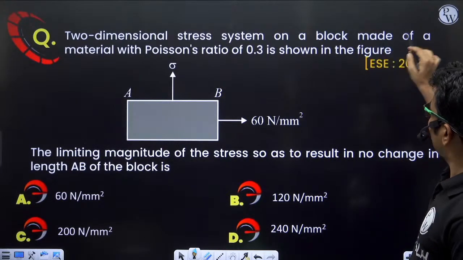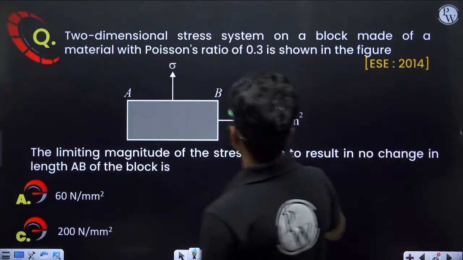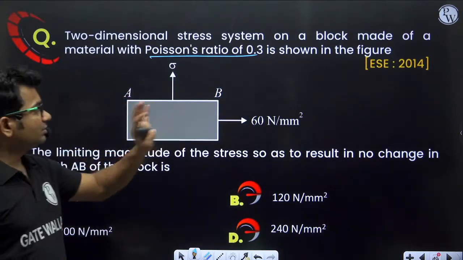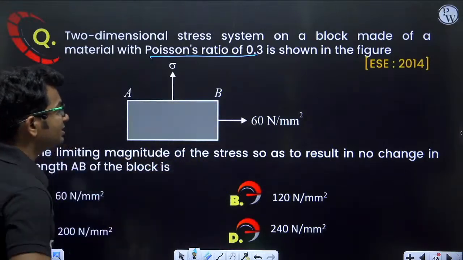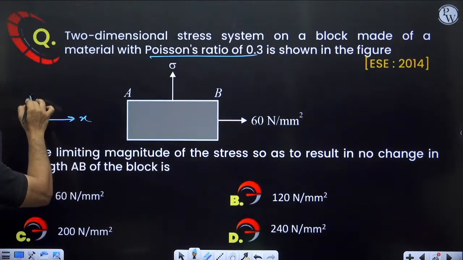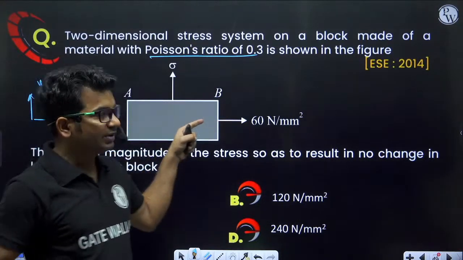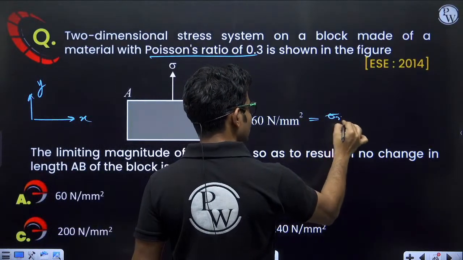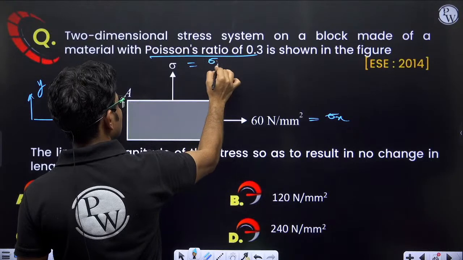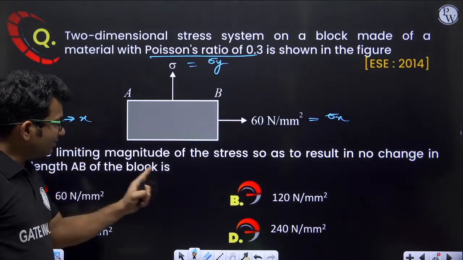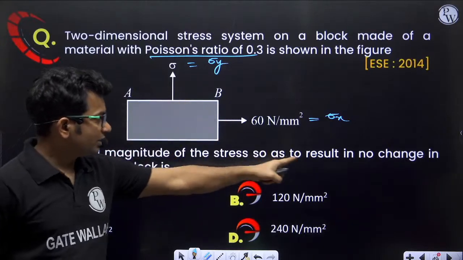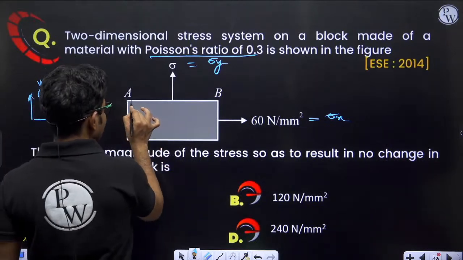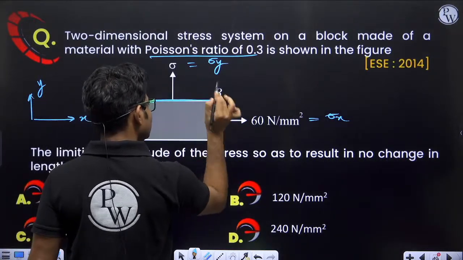Two-dimensional stress system on a block made of a material with Poisson's ratio of 0.3. So Poisson's ratio is given here as 0.3. Let us say this is the x direction, and this is the y direction. In the x direction, sigma x is given as 60 Newton per mm square. Sigma y is sigma. The limiting magnitude of the stress sigma is to be found so as to result in no change in length AB. Length AB should remain the same.